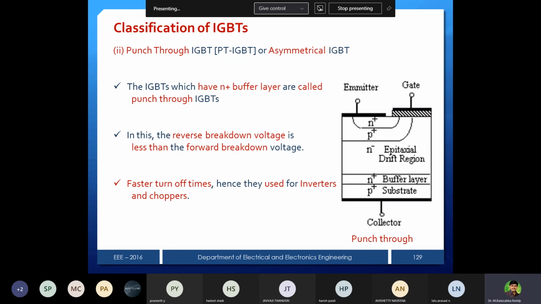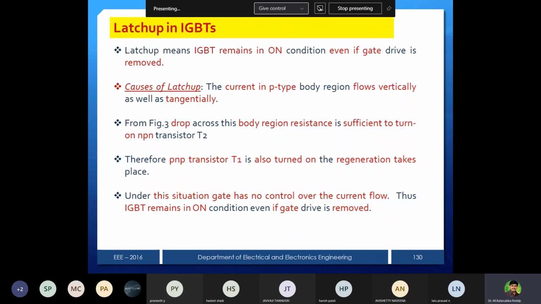So using these techniques we can turn on the device, making sure that the waveform will be purely sinusoidal in nature and harmonics will be reduced. That is the normal process, the control strategies. That's the reason faster turn off times are preferably used in inverters and choppers.